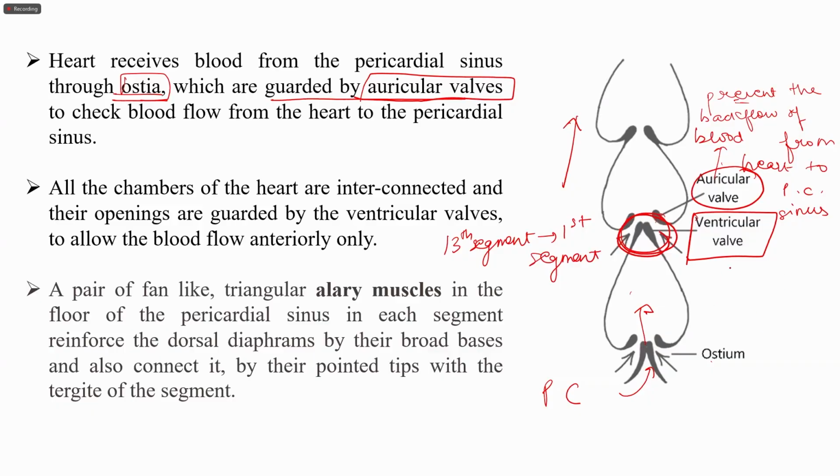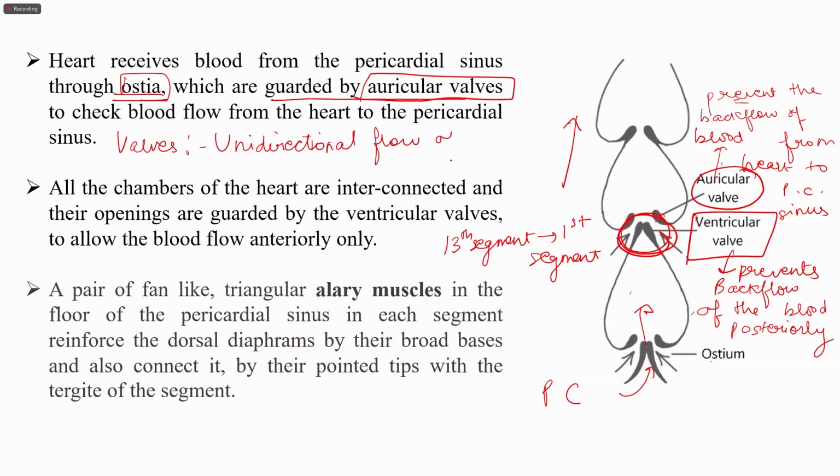So what is the function of the ventricular valve? It prevents the backflow of the blood posteriorly. So basically valves allow the unidirectional flow of the blood. So auricular valves prevent the backflow of blood from the heart to the pericardial sinus, and ventricular valves prevent the backflow of the blood posteriorly.